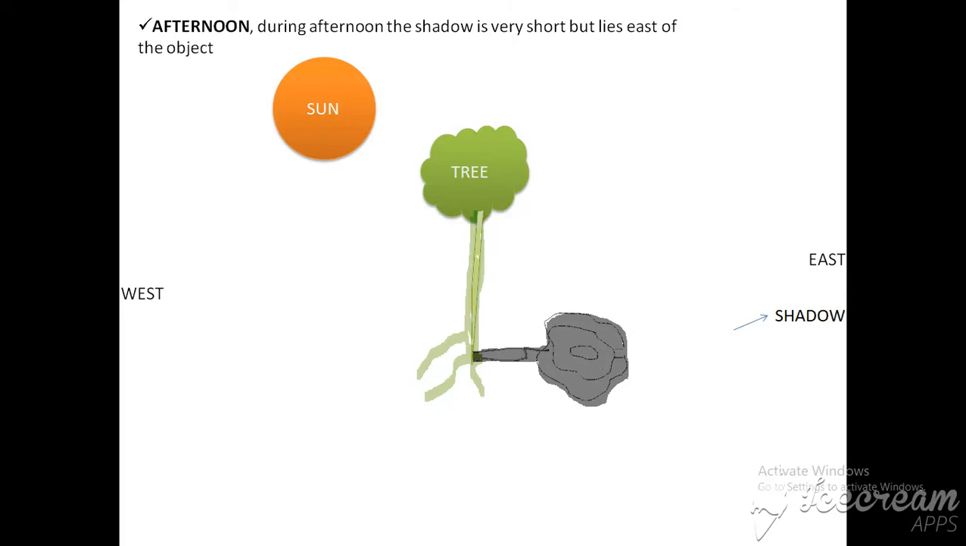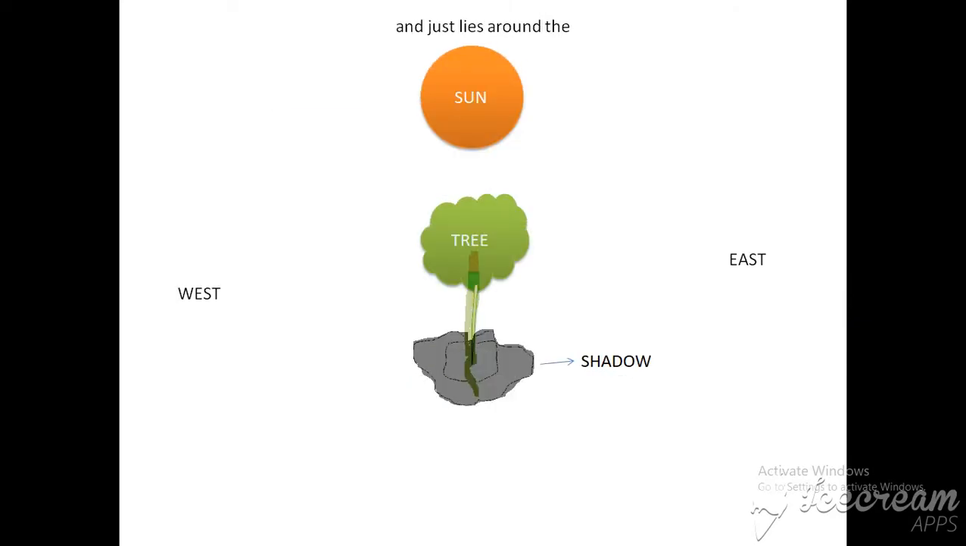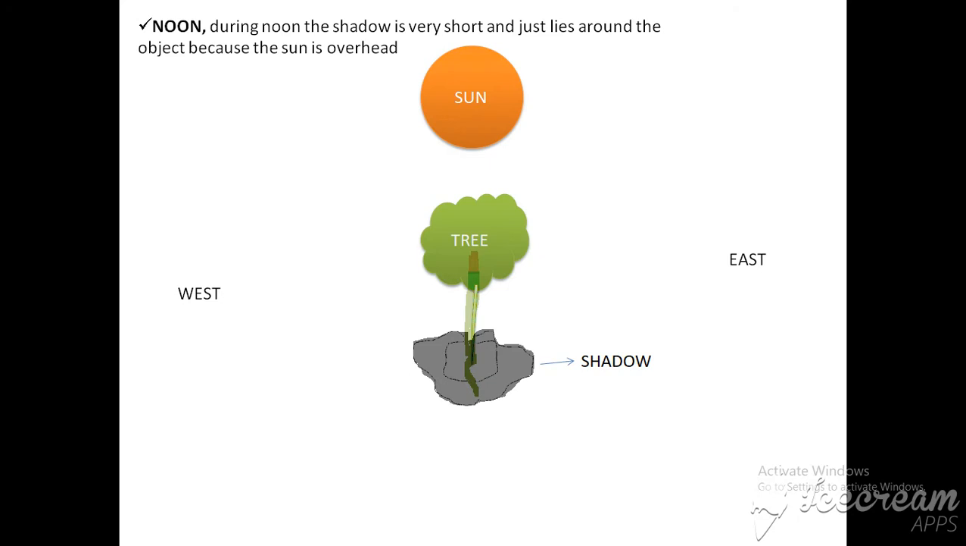And then the last one is what we call noon. During noon, the sun will be overhead. It will be over the objects at a right angle. So the shadow will be short and around the object, as you can see it there, because the sun is overhead. So the shadow will be just around the object.